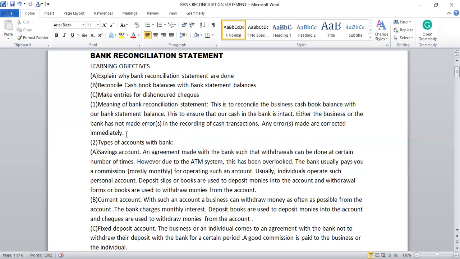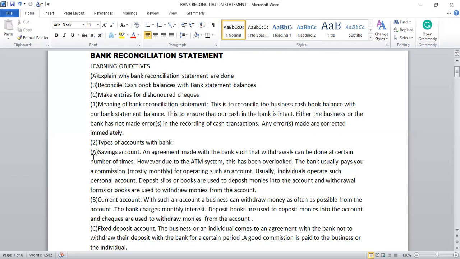If they are equal, fine. If there are any errors, immediately they should be what? Corrected. That is when the bank statement and the cash book balance do not balance. Then after the bank reconciliation statement, if you realize that there are still differences, then the errors should be investigated and corrected. Okay, let's continue. Two types of account with a bank.